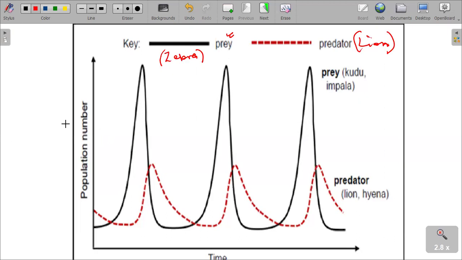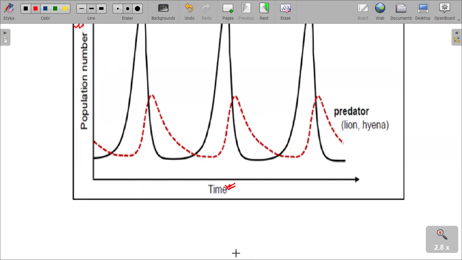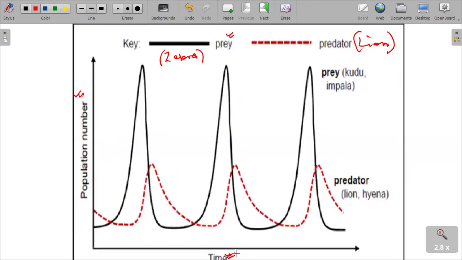On the vertical axis, we have the total number of lions and the number of zebras. And on the horizontal axis, we have time, to say the time factor also affects population growth. So let me quickly present and explain this. This graph is showing the interaction of the prey and the predator.